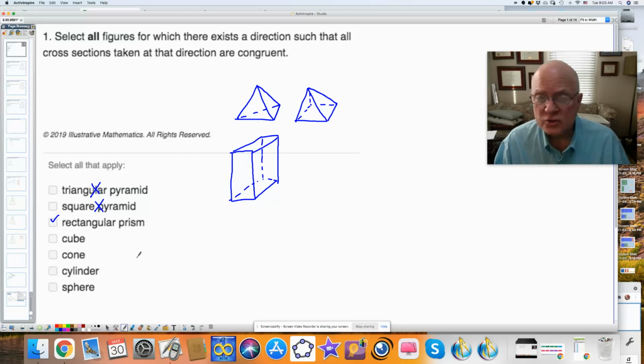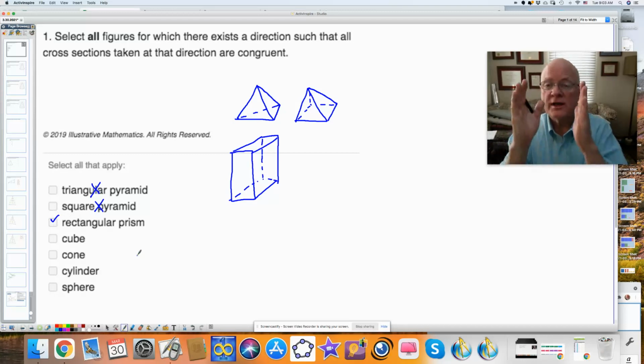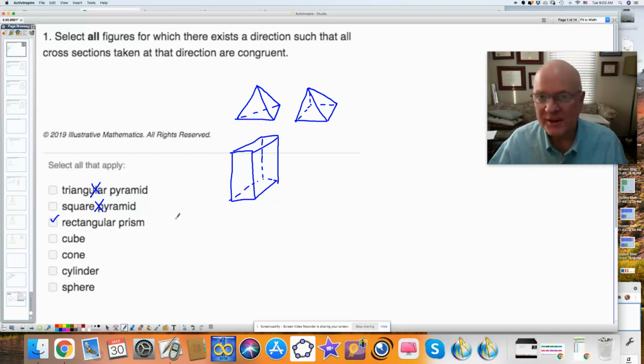That's true for any prism, even if it's one that is not straight up and down, but slanted. There's a name for that, and I forgot what the name of that is right now, but we'll be talking about that later on. A cube is another rectangular prism that still works.